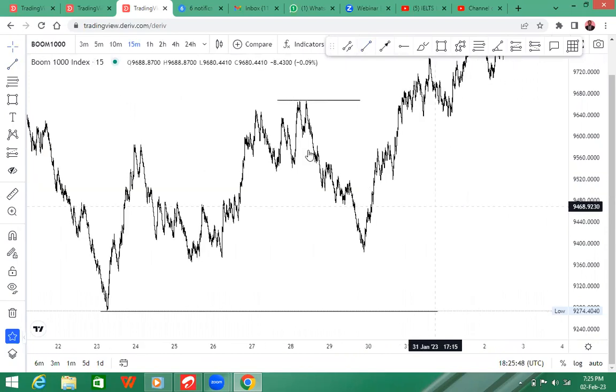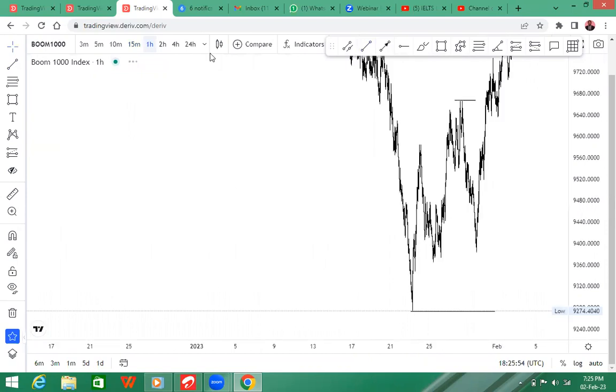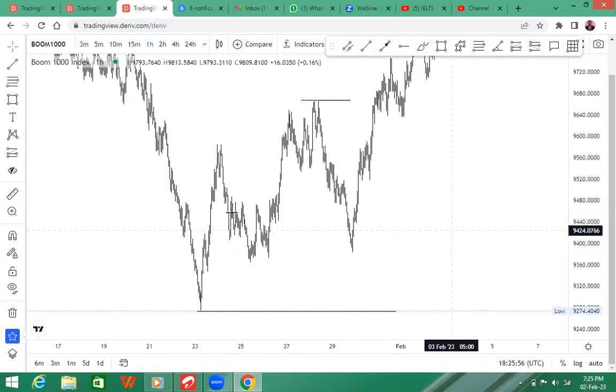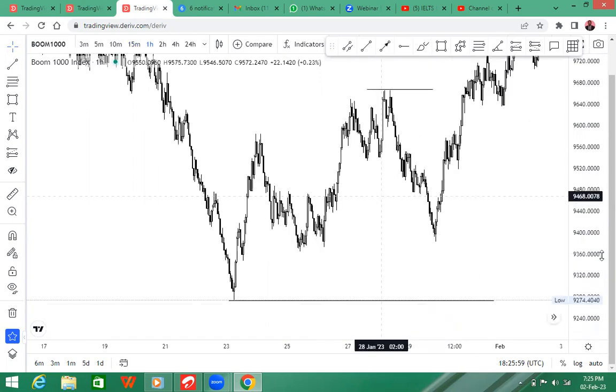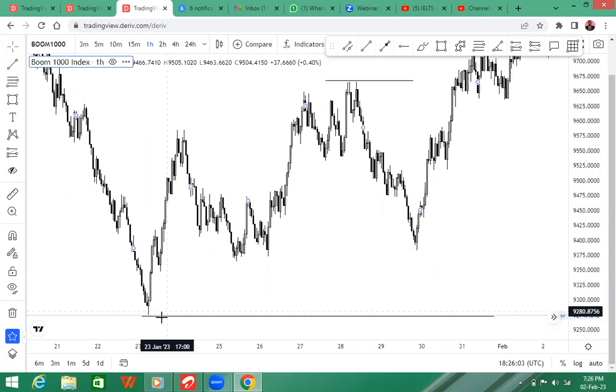So when price gave us this, maybe I should go to 1 hour. 1 hour should be cool. So price gave us low range, down range. This is the down range, this is the up range. As price broke above here, we expected price to come down, which price did.